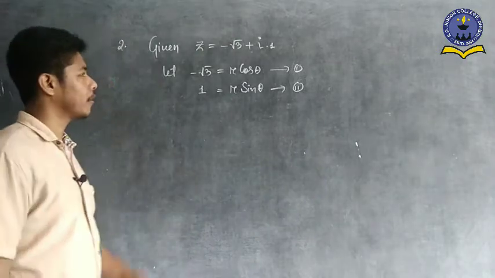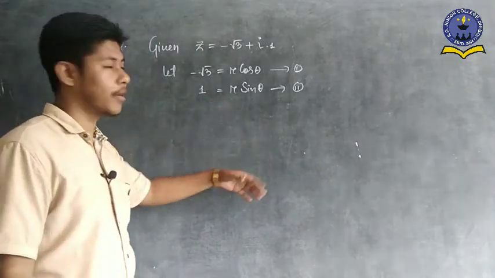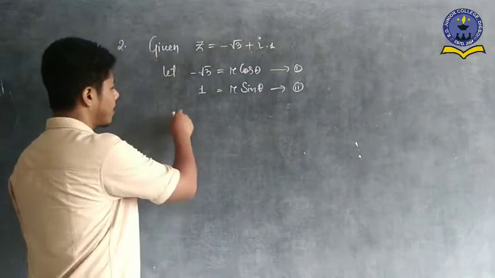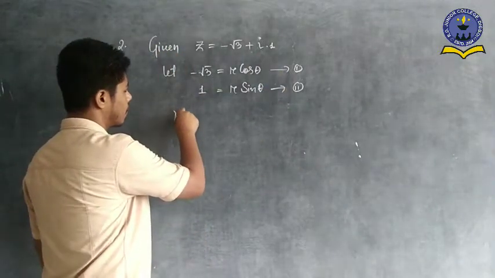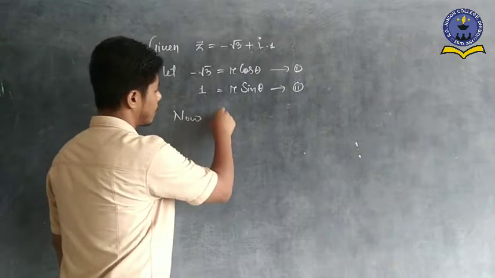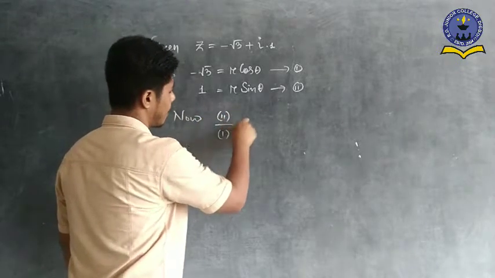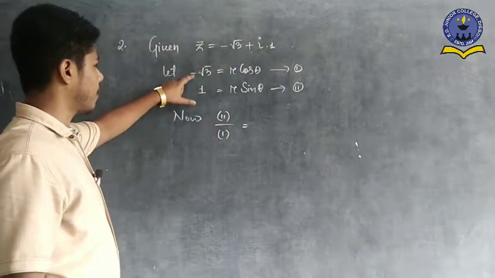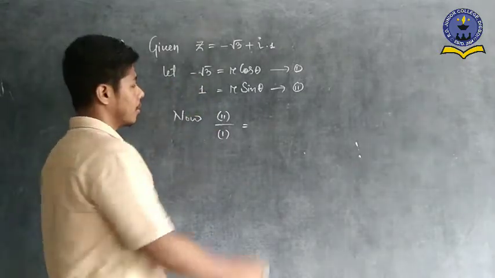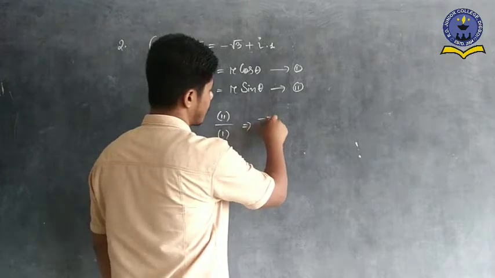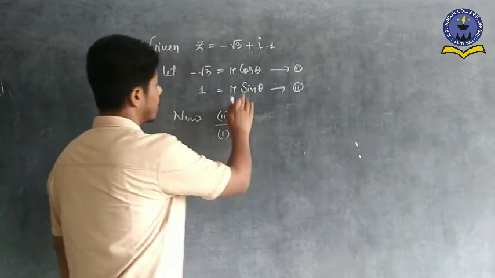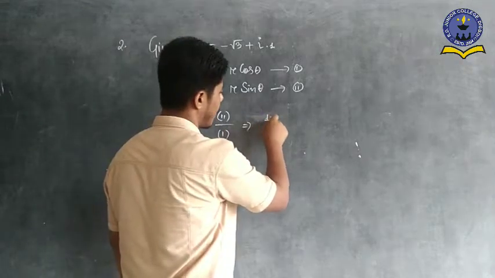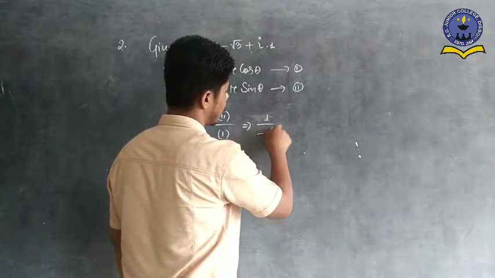For the argument, all of you know what you have to do. We have already done this type of question. So for the argument, we have to divide equation 2 by equation 1. On the left-hand side, we have 2 by 1, that means 1 by minus root 3. So we write 1 divided by minus root 3.